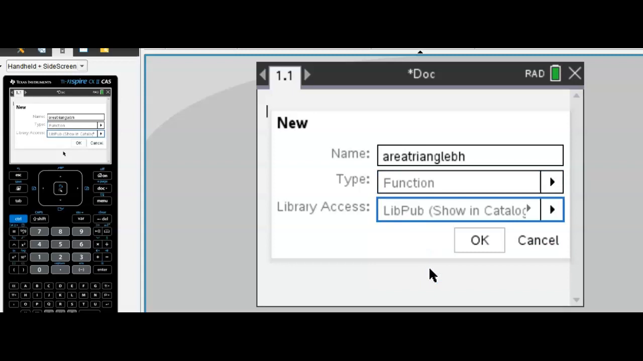Okay, so it's a function and we want to make it available. So we'll do show in catalog. So the name will change depending on what formula you're going to use. The type, we're just entering in formulas. So we're just going to do a function. We're not going to overly complicate it by doing a program. And library access, we'll just do library public, show in catalog.